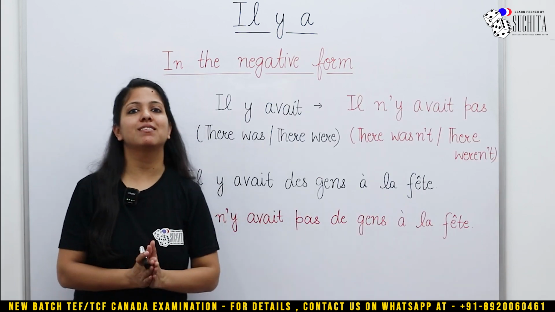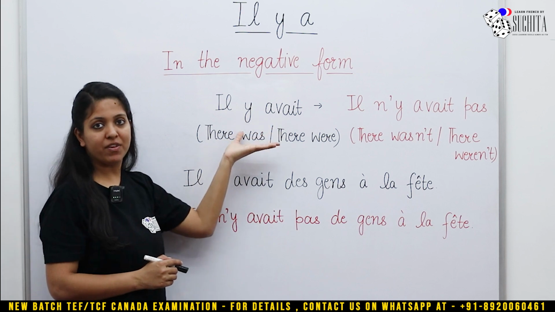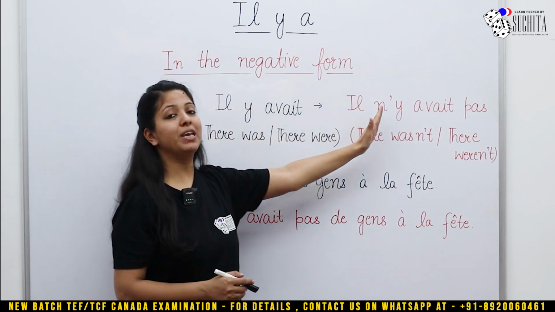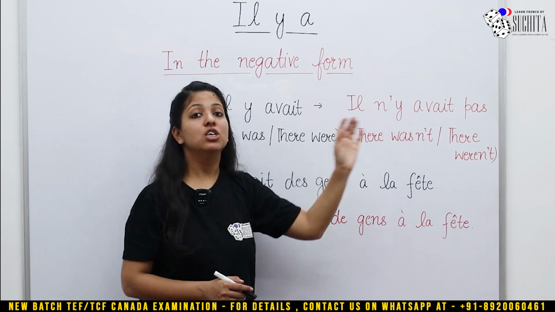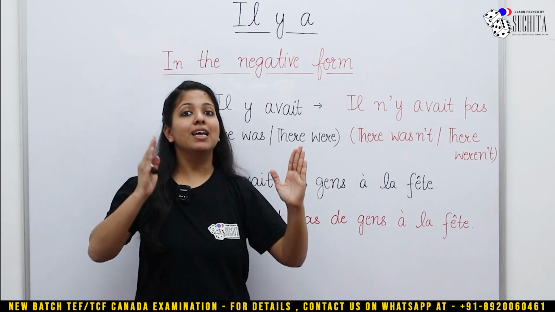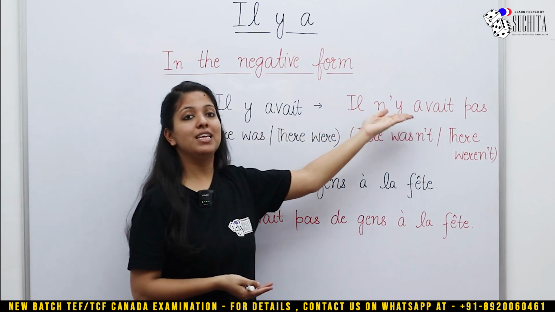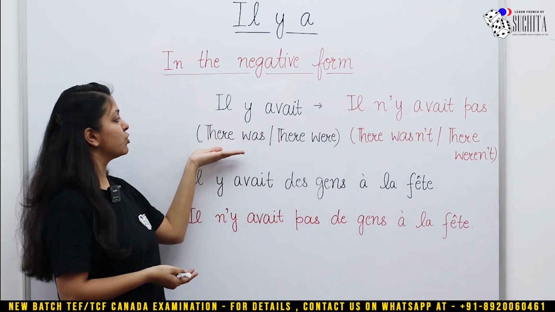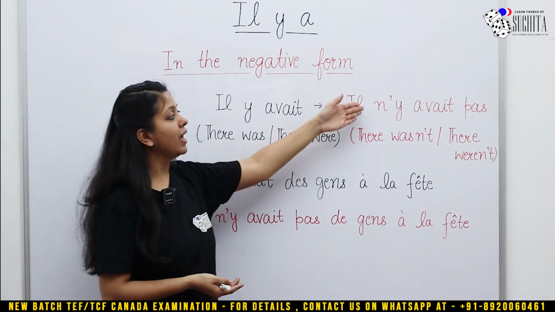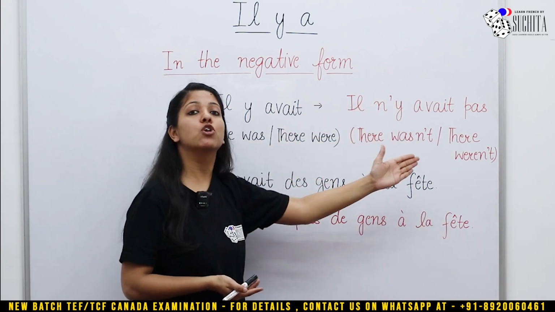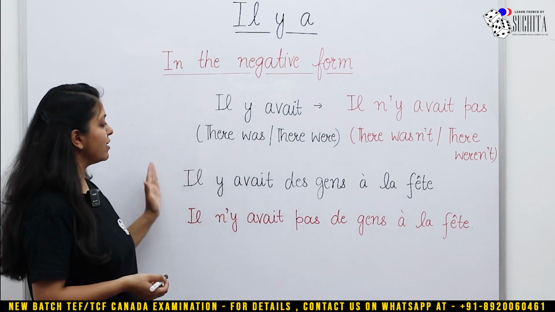Okay, let's look at the past tense. I told you il y avait, which means there was or there were. So the negative of this would be il n'y avait pas. Just now I told you il y a, il n'y a pas. Similarly, il y avait, il n'y avait pas, which means there wasn't or there were not.